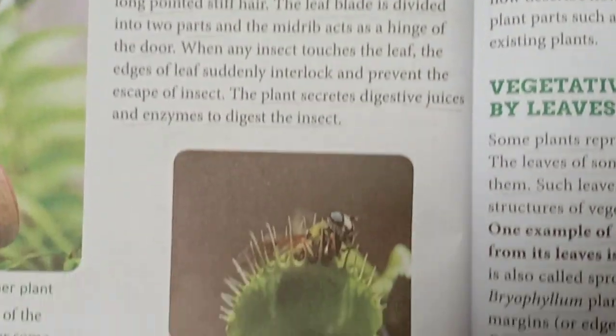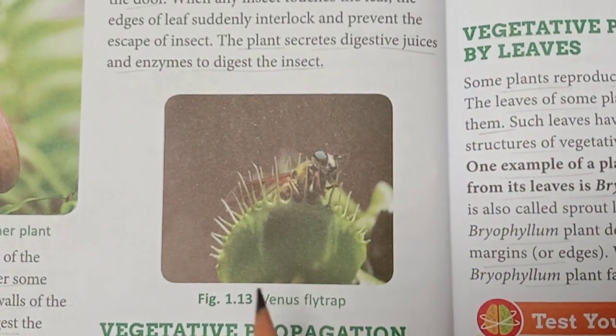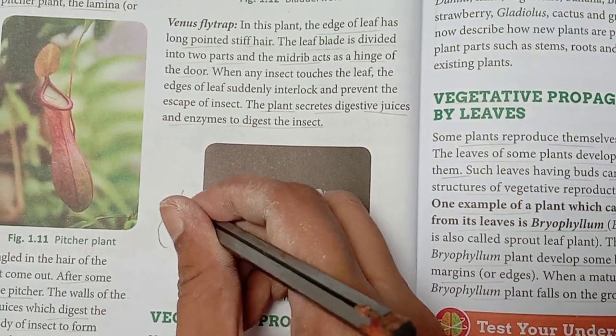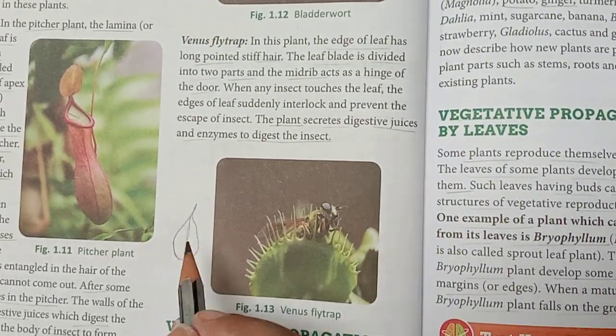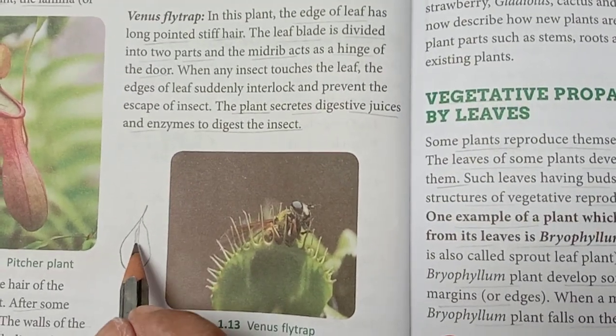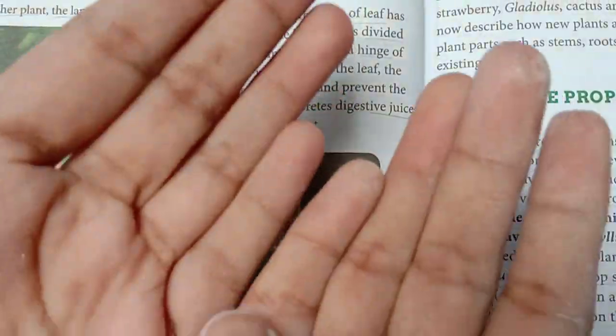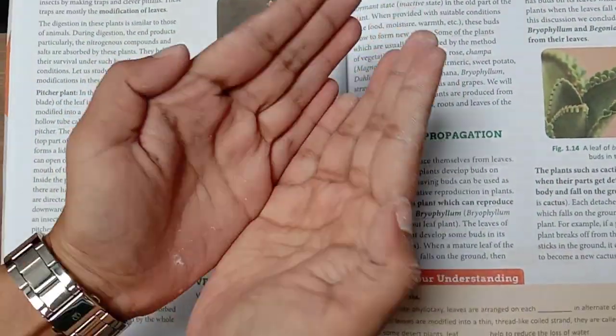The third example is the Venus flytrap. In this case, when we see a leaf like this, we know that there is a midvein here. What happens in this plant is that the leaf gets folded from the middle. Suppose here we have the middle, it gets folded in this way.